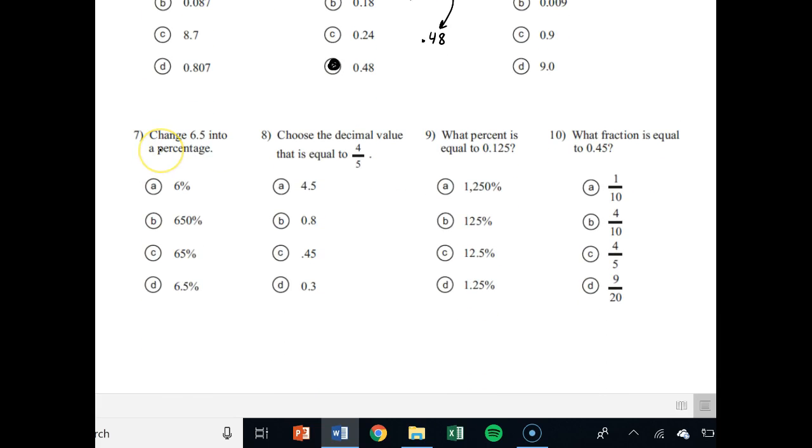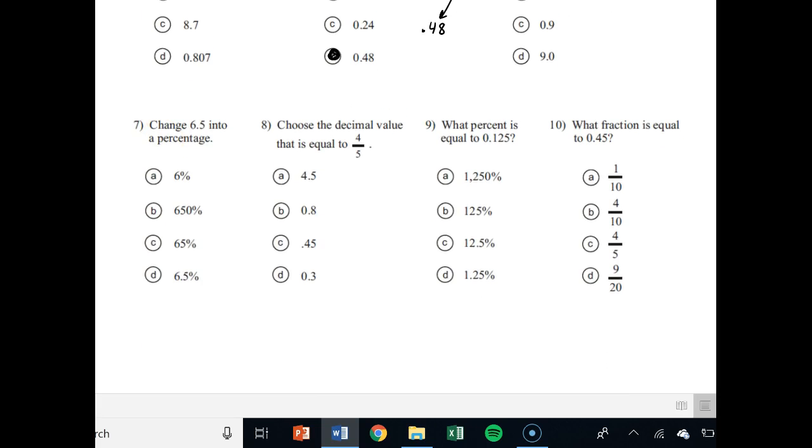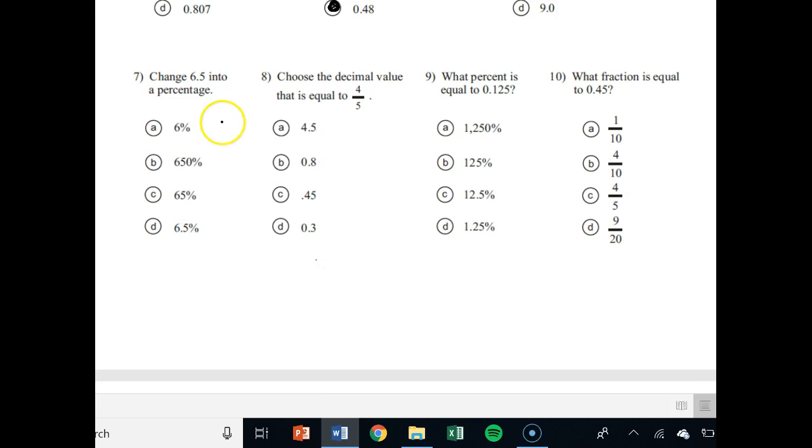Number 7, it says change 6.5 into a percentage. All right, so the decimal is 6.5. Knowing that I have 6 wholes means that my answer's got to be bigger than 1. So once, twice from the decimal, empty space gets the 0, so 650%. And again, that makes sense because I had 6 wholes, which would be 600%, plus 0.5, which I know is 50%, and that's how I get 650%.